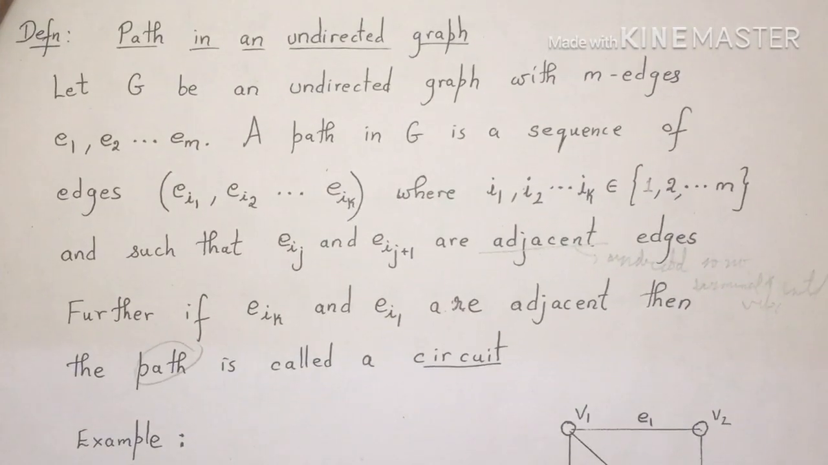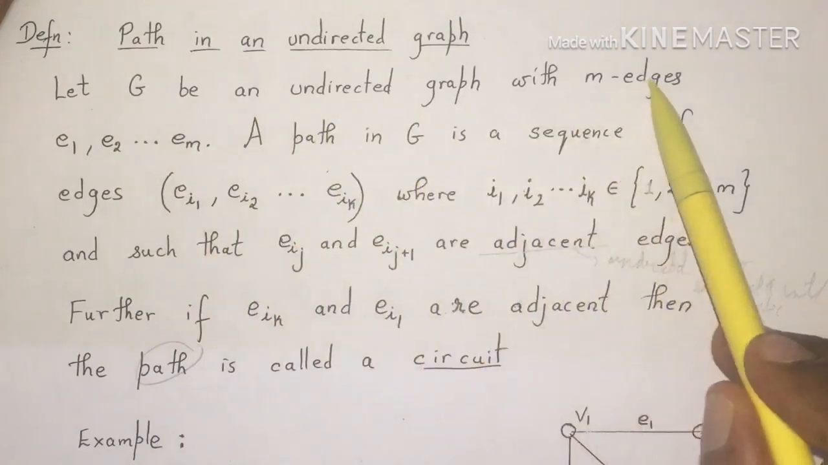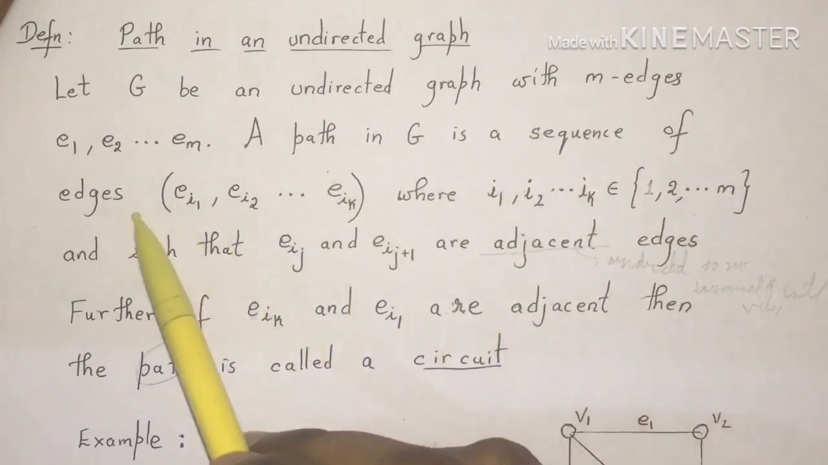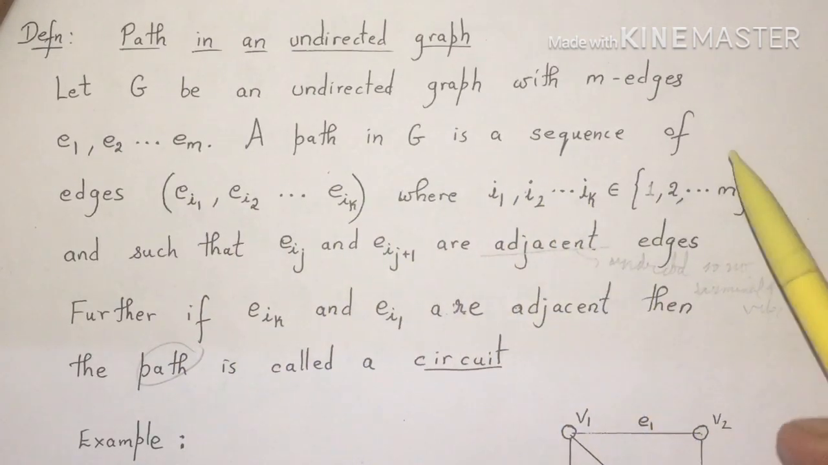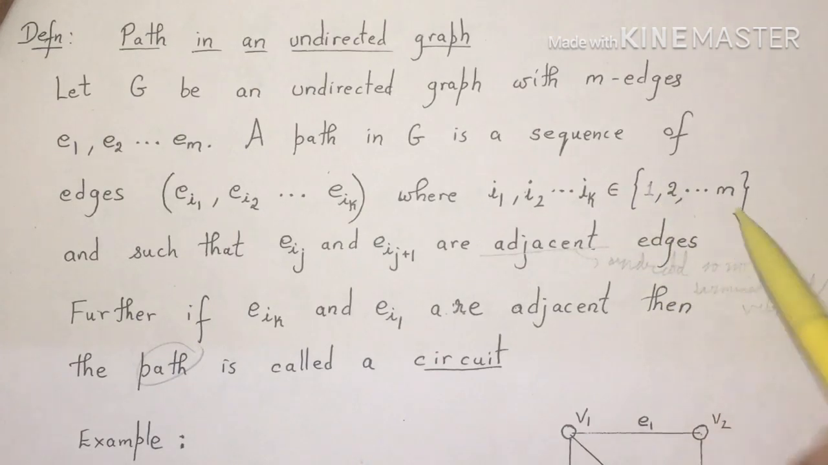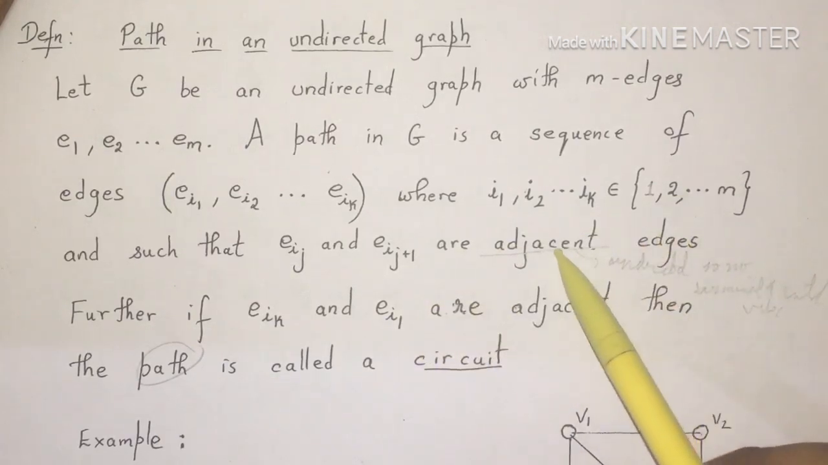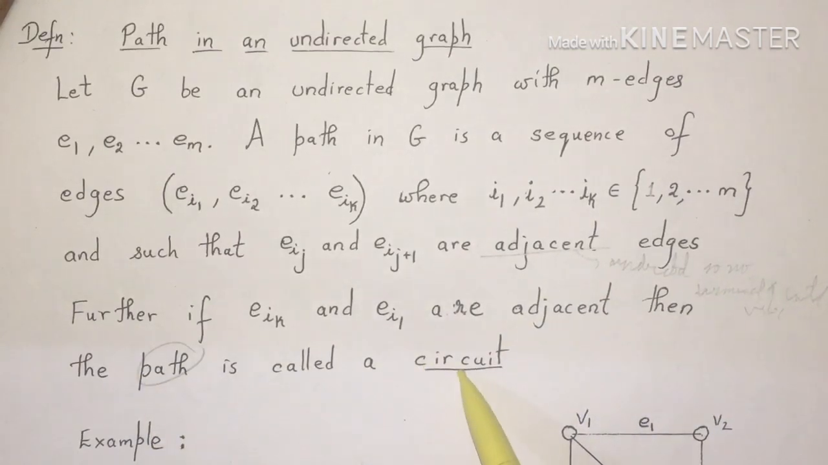Now the definition I mentioned earlier was for a directed graph. We can also define a path for an undirected graph. Path in an undirected graph: let G be an undirected graph with m edges, E1, E2 up till Em. A path in G is a sequence of edges Ei1, Ei2 up till Eik, where the indices take the values 1, 2 up till m, and such that Eij and Eij+1 are adjacent edges. Further, if Eik and Ei1 are adjacent, then the path is called a circuit.